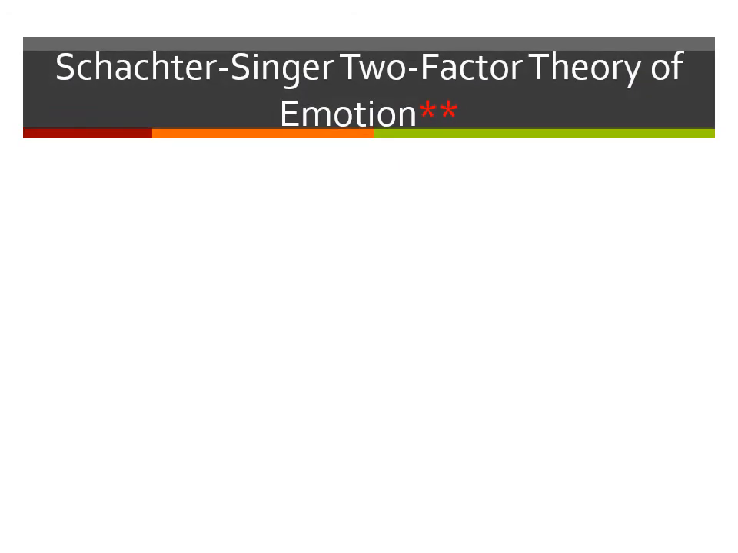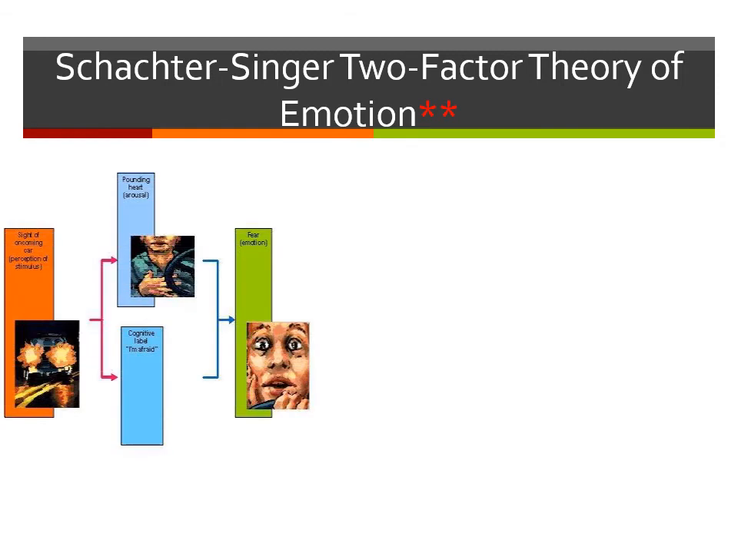Then we have the Schachter-Singer two-factor theory of emotion. So the two-factor theory explains how the two together create an emotion. The two being, of course, physiological and emotional, right? So this theory is very similar to Cannon-Bard, who saw that the brain must play a part. So this theory expands on that.